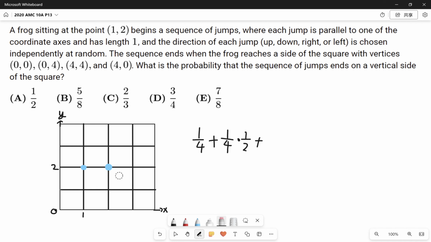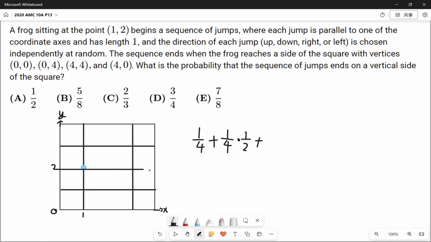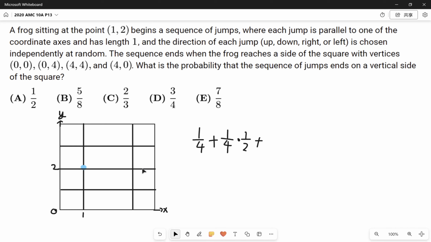Okay, so I'll just redraw this line. But what happens when we don't move to the left or the right? What happens when we decide that it's better to move up or down? If we decide to move up, then we end up at a point on a diagonal.